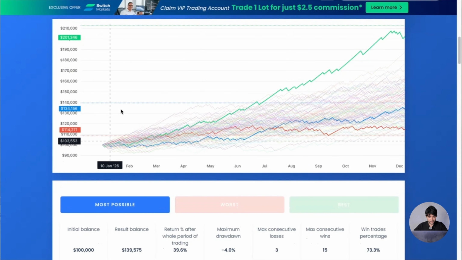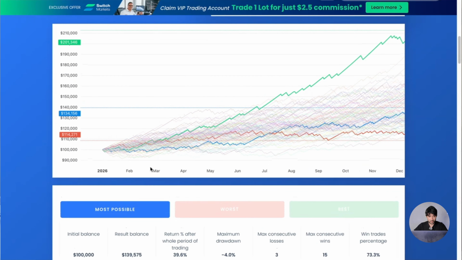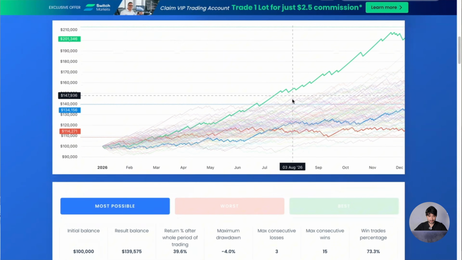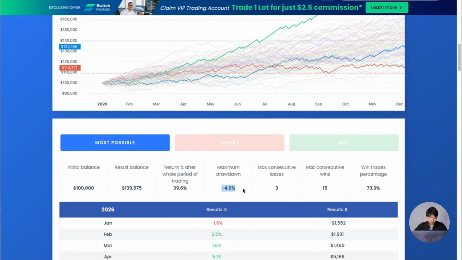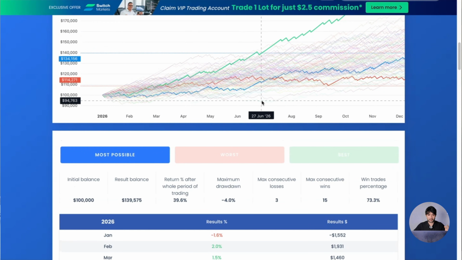For the most possible scenario, we had a 34% account gain, followed by the best case, which we had about a 100% account gain. But what we really want to look at here, in the most possible case, we only had a maximum drawdown of 4%. That is absolutely insane. We performed slightly below the true win rate. That's expected. We had a consistent winning streak of 15 and a max loss streak of 3. And of course, we made 40% just for showing up every day, clicking a few buttons.